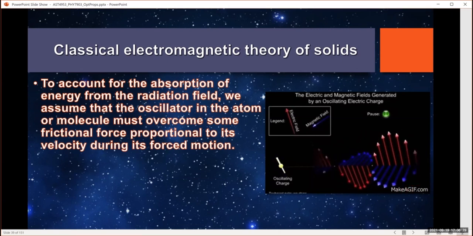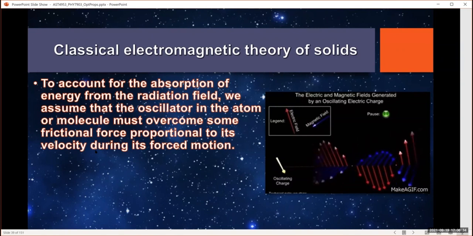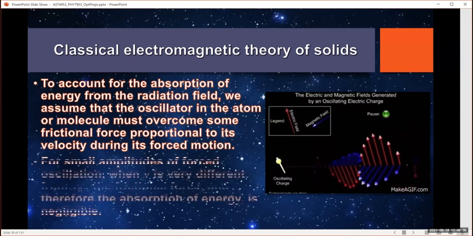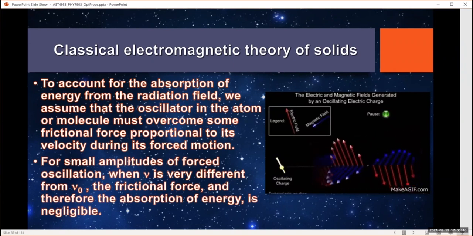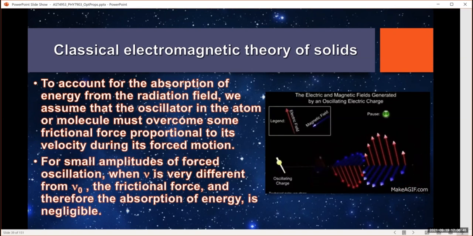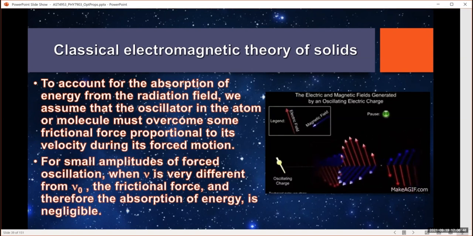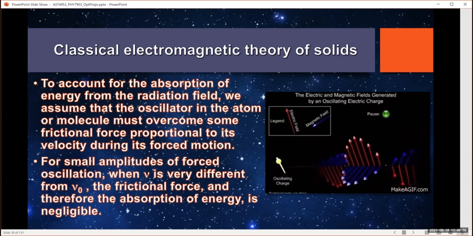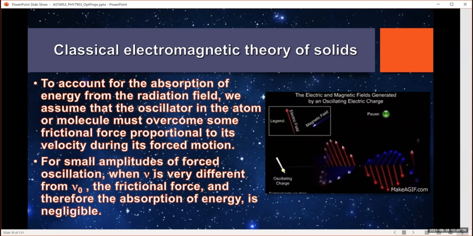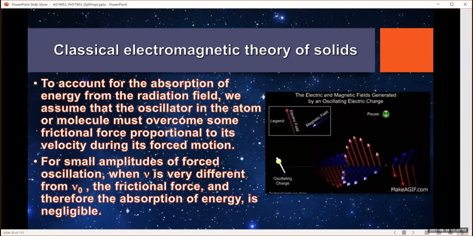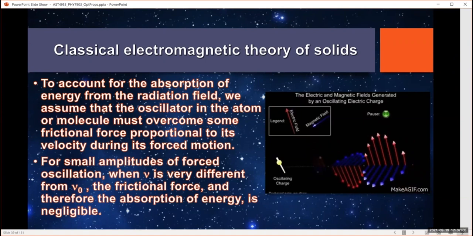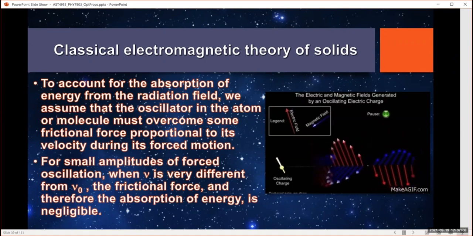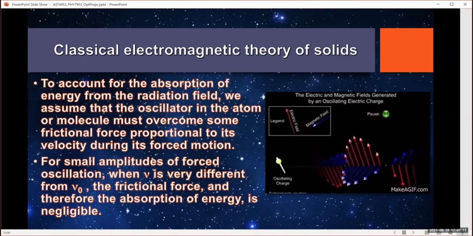And so what we get is that frictional force means that some of the light gets absorbed in order to get that motion working. When we have small amplitudes of forced oscillation, that is, when the frequency of light is a long way from the natural frequency, then the frictional force is just going to be very small and there's virtually no absorption. But as we get close to the resonance, as we get close to the natural frequency of the atom, you're going to have a really big amplitude of forced vibration, and you're going to get a much bigger frictional force, and so that means that more absorption happens.